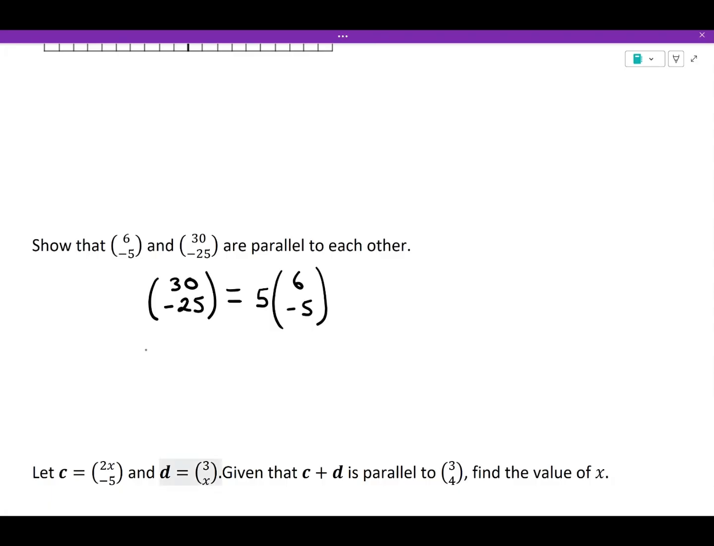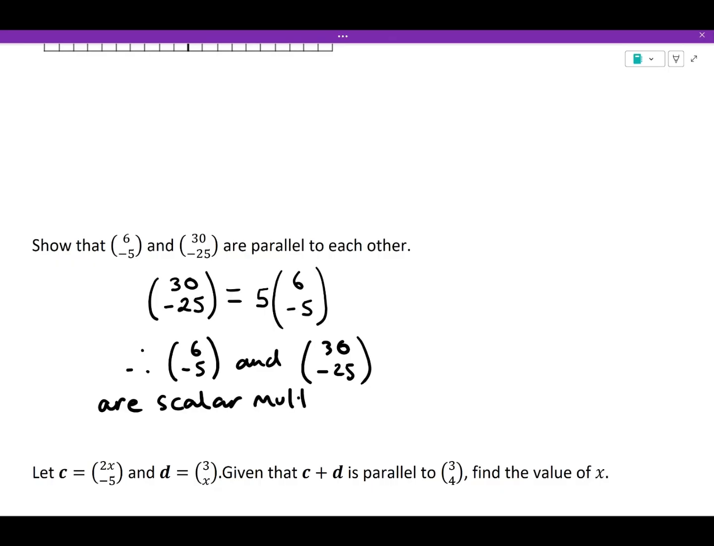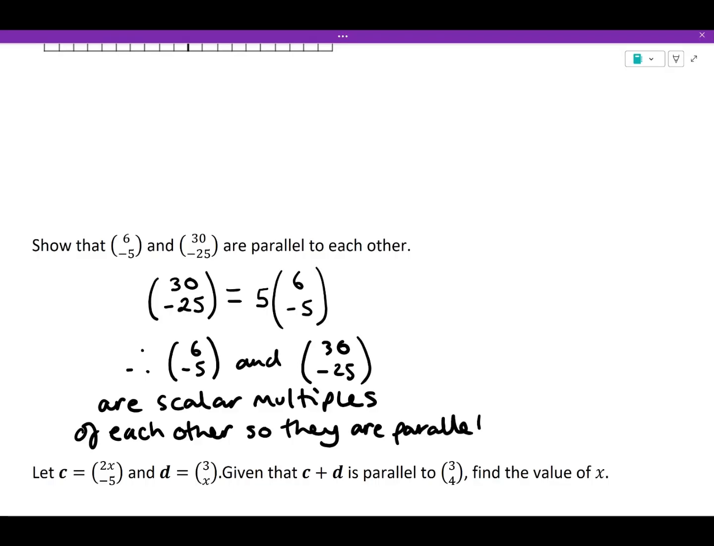You can then say, therefore, 6, -5 and 30, -25 are scalar multiples of each other, so they are parallel. Like that. So that's what you'd be expected to do in a show that question.